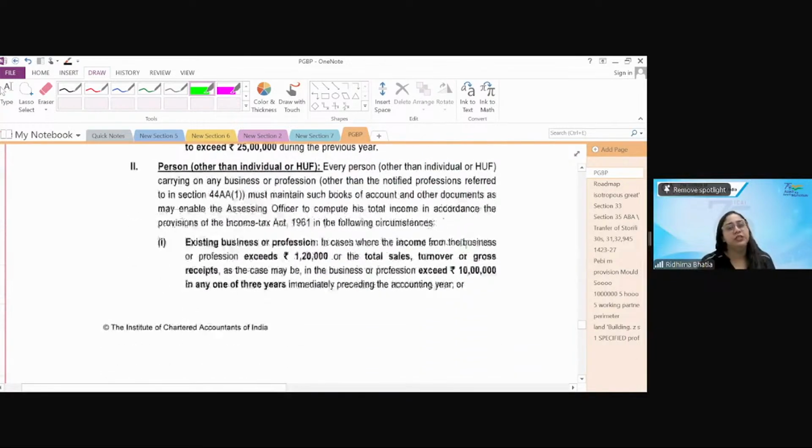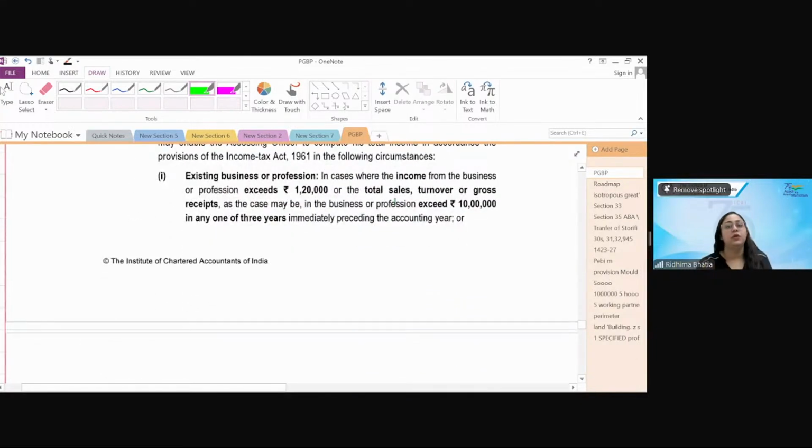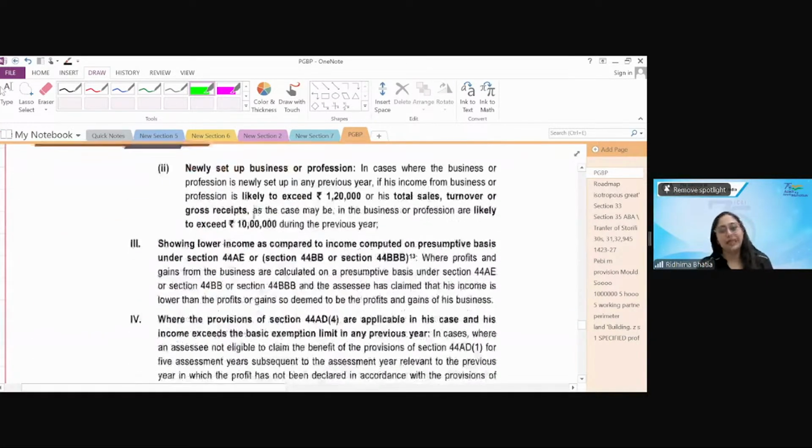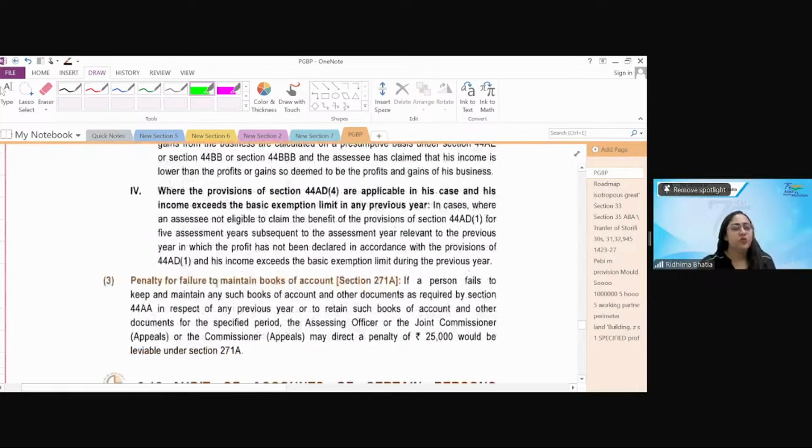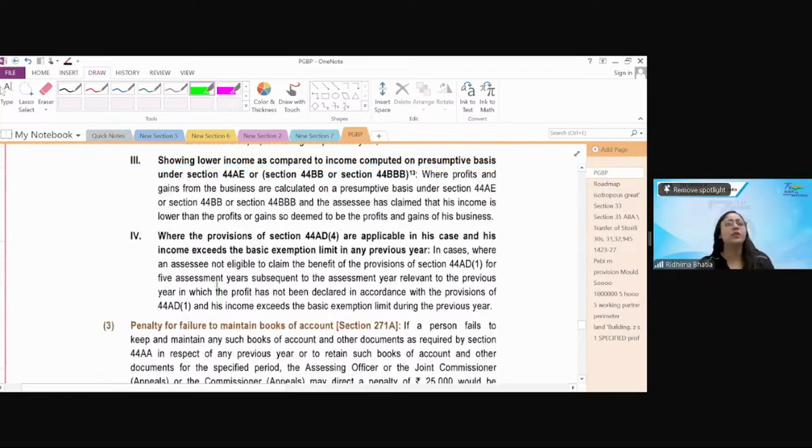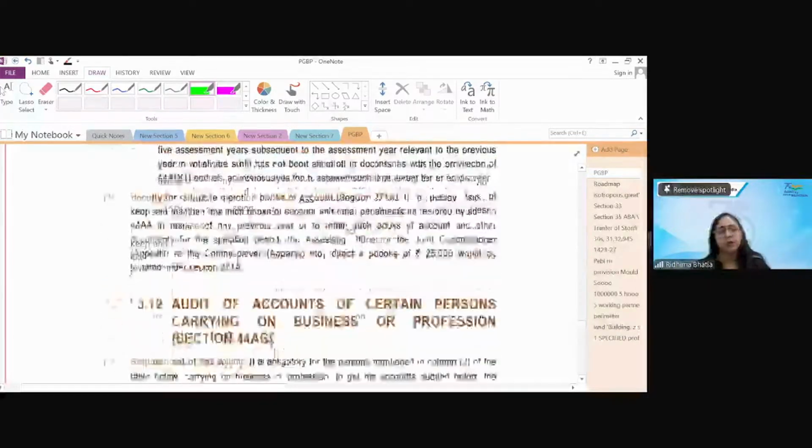What about other than individual HF? The limit is comparatively lower. The business income, if it exceeds 1,20,000 or the total sales turnover exceeds 10 lakh in any of the 3 immediately preceding accounting years, or newly made when it is likely to exceed. There is 3, 4 also, which right now we will not touch. We'll come back to it again.